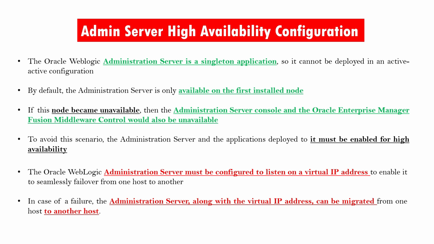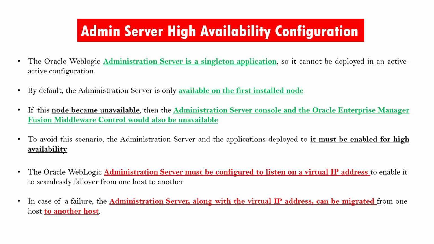Instead of that physical IP of the machine, we assign a virtual IP address, and this virtual IP address can be available on any of the nodes. If you have four nodes, then that particular virtual IP can be enabled on any of the nodes, so that if one of the machines crashes, you can access the admin server from any of the other nodes with the help of that virtual IP.